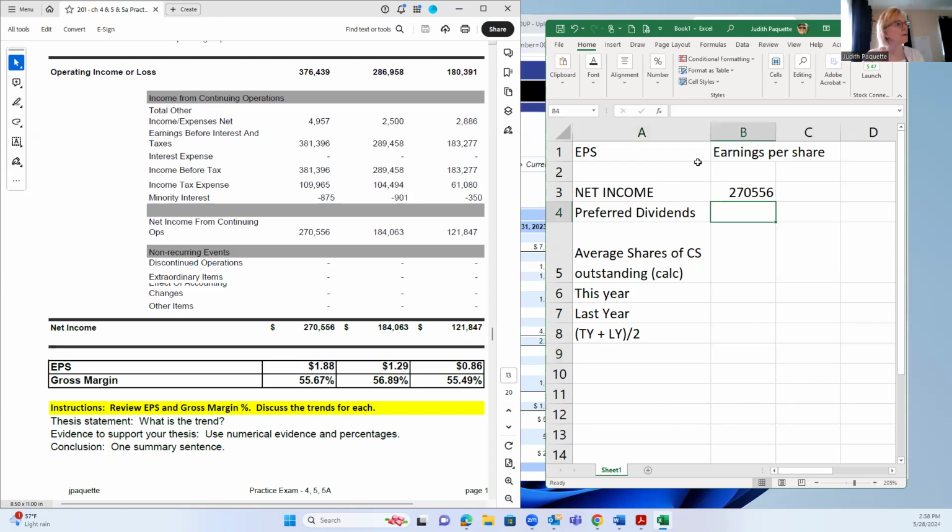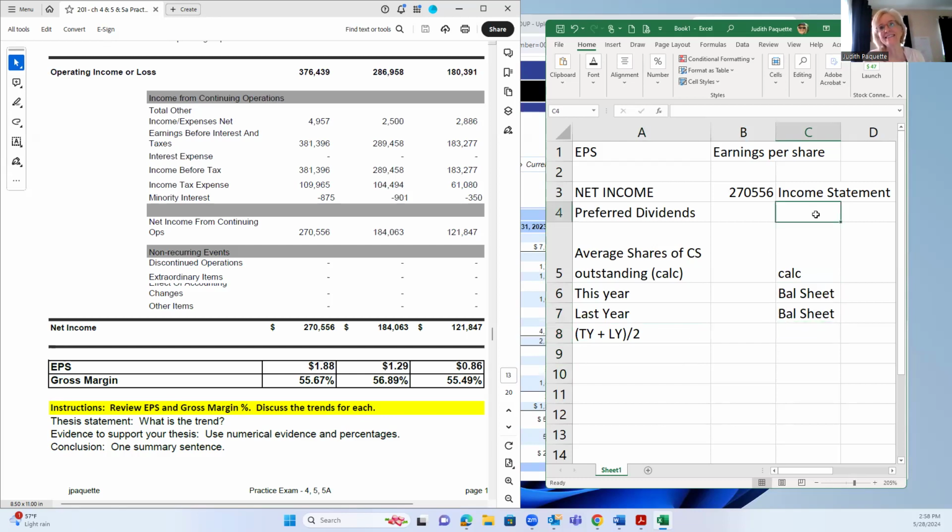And then the only real unknown is preferred dividends. So we would get net income from the income statement. We would calculate average shares outstanding, this is a calc, it's not going to show up on any statement, but we'd have to go to a balance sheet for this year, and the balance sheet has 2 columns, this year and last year. And then we do the calculation, okay?